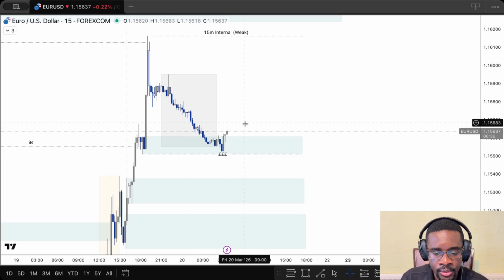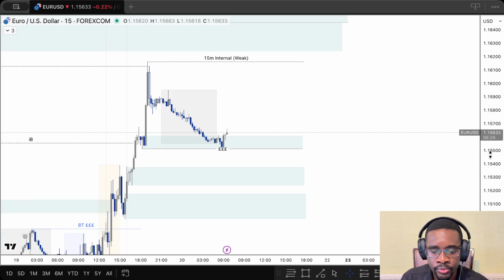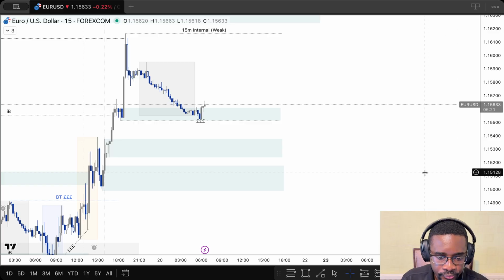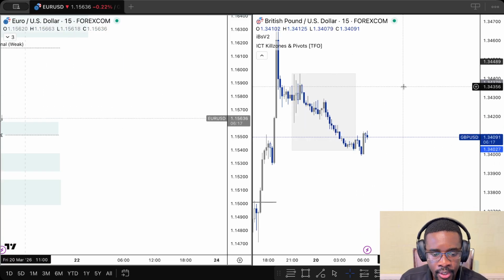and could potentially push price from here towards this week high. Okay, so those are scenarios that could play out at the moment for the Euro USD. Okay, so let's look at the pound.